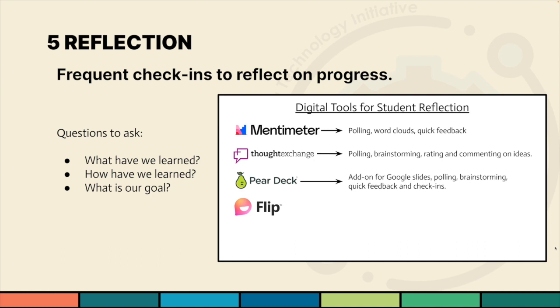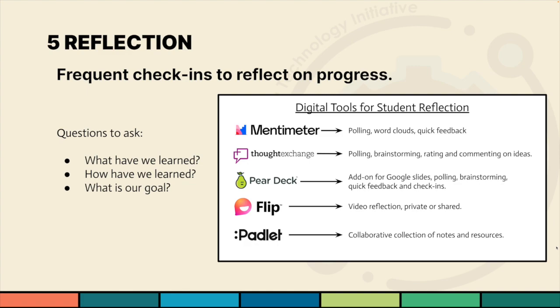And Flip is a video tool in which students can create a video reflection that can be viewed by only the teacher or by the whole class, who can then send video comments, which create a whole other kind of conversation amongst the group. Flip also includes a feature for rubrics and scoring. Padlet can be a great resource not only for brainstorming and collaborative work, but also for sharing reflections in a sticky note type of format.